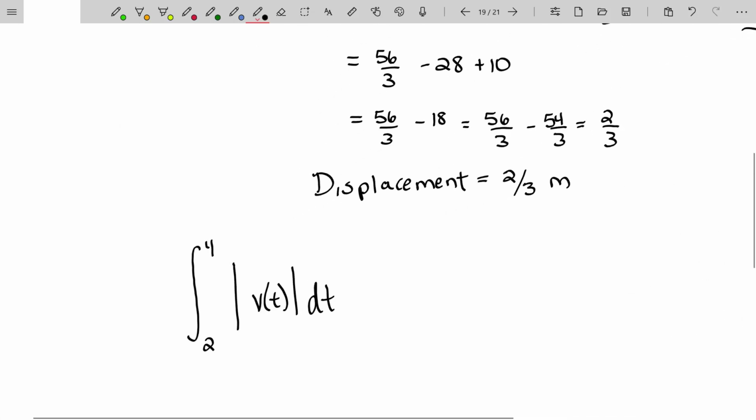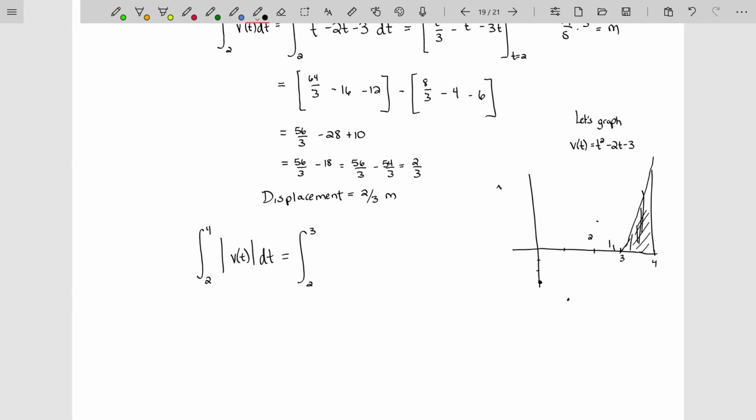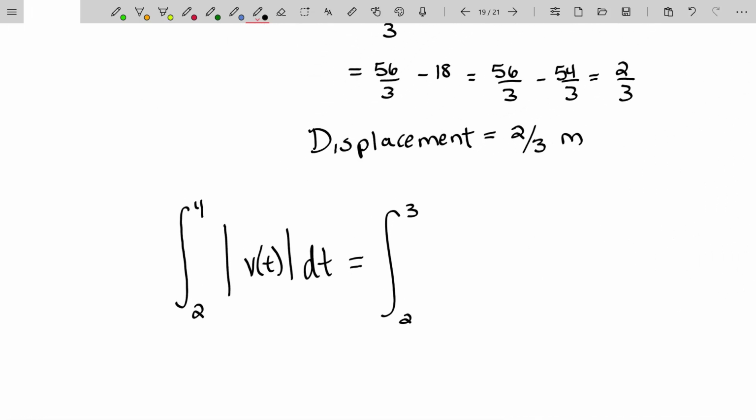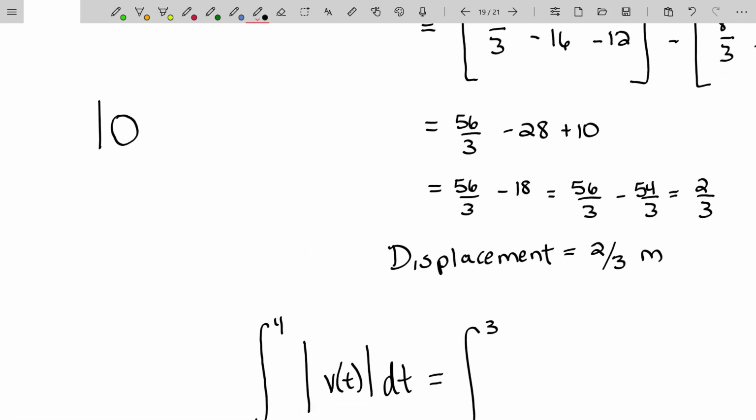So let's go ahead and do this here. We know that between time 2 and time 3, our velocity is actually negative. Remember, when I graphed it, the velocity graph was negative between time 2 and time 3. What the absolute value is going to do, if we recall from the beginning of your calculus course, is that the absolute value of something is equal to, well, if that something was already positive, you could just remove the absolute values, right?